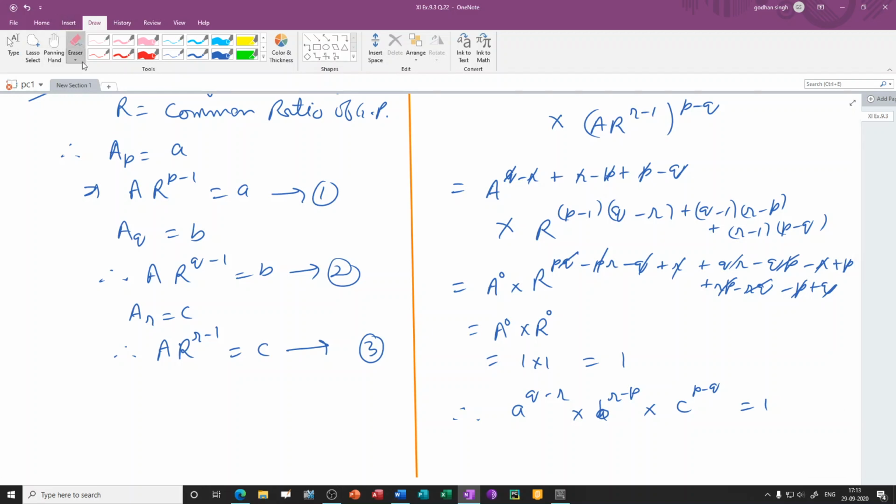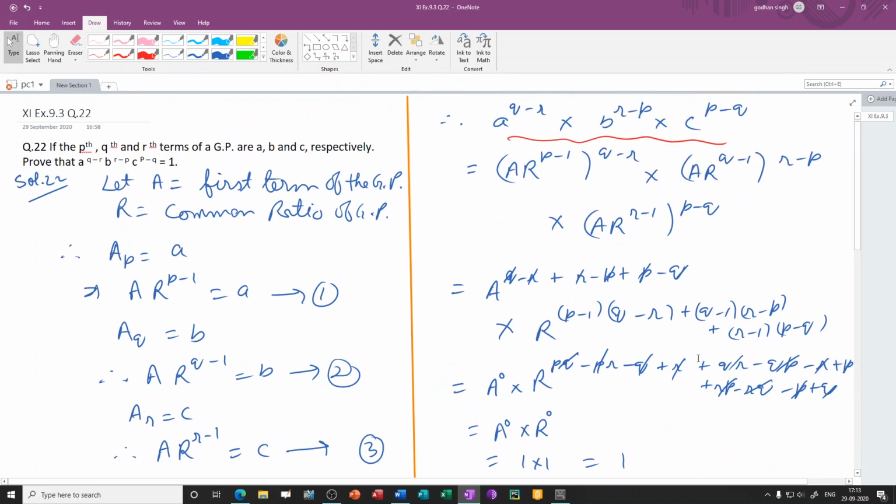So this is our required solution. So let us write this again. So this is what we are getting: a raised to q minus r into b raised to r minus p into c raised to p minus q equal to 1. So with this, this question number 22 is complete.